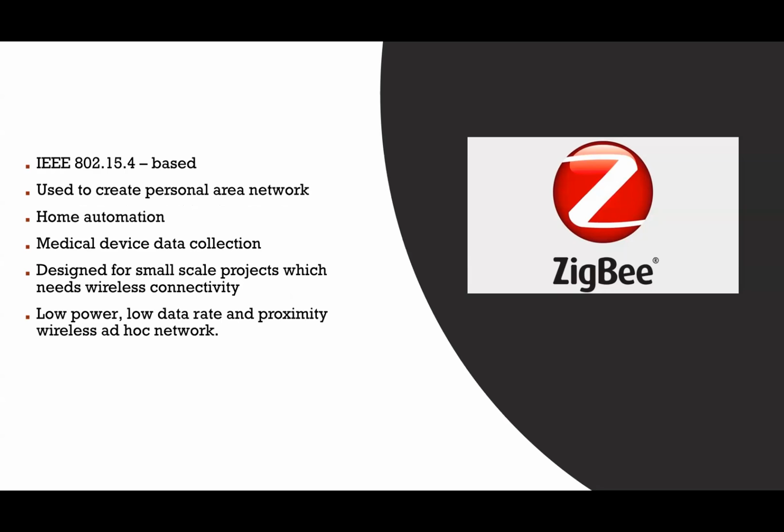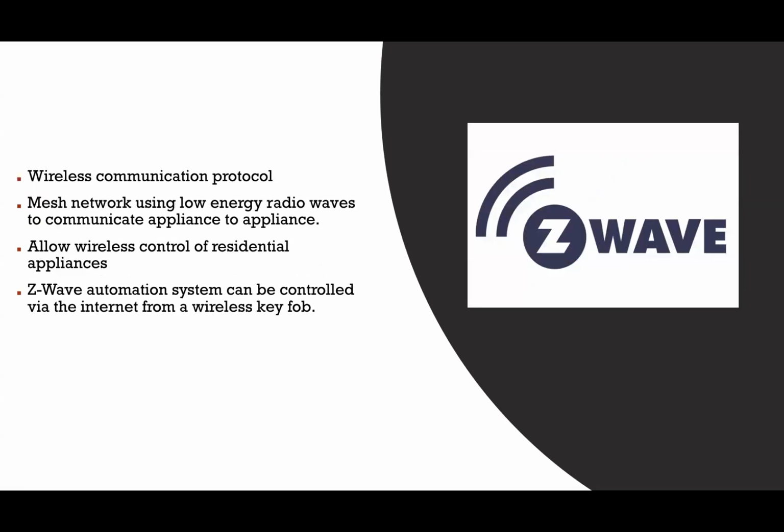It is used for the high-level communication protocols used to create personal area networks with small, low-power digital radios, such as for home automation, medical devices, data collection, and other low-power, low-bandwidth needs, designed for small-scale projects which need wireless connection. Hence, ZigBee is a low power, low data rate, and close proximity wireless ad hoc network. Next.